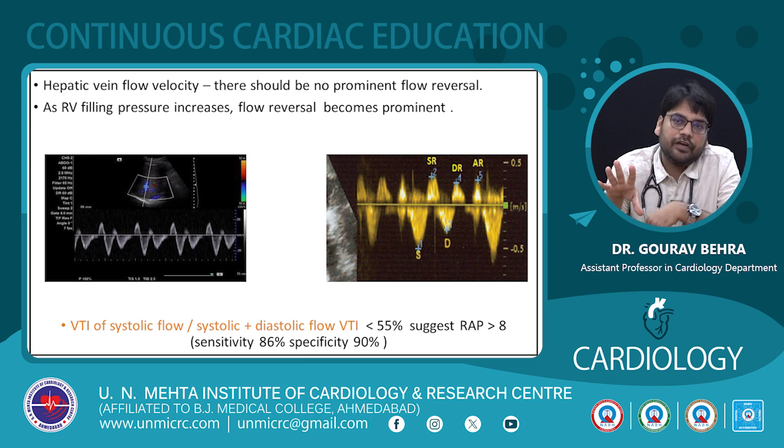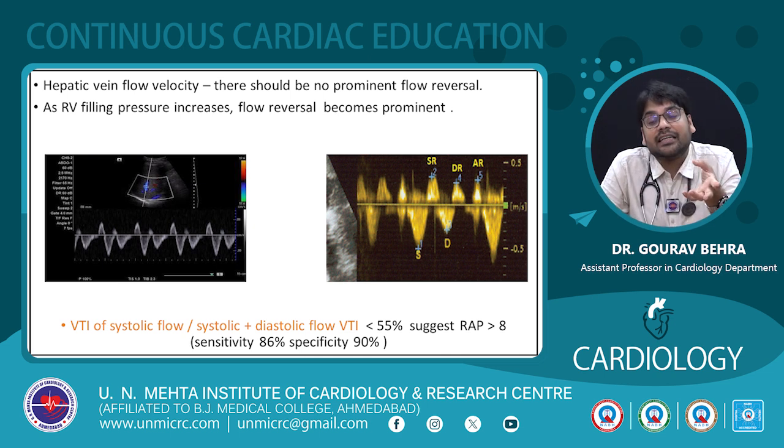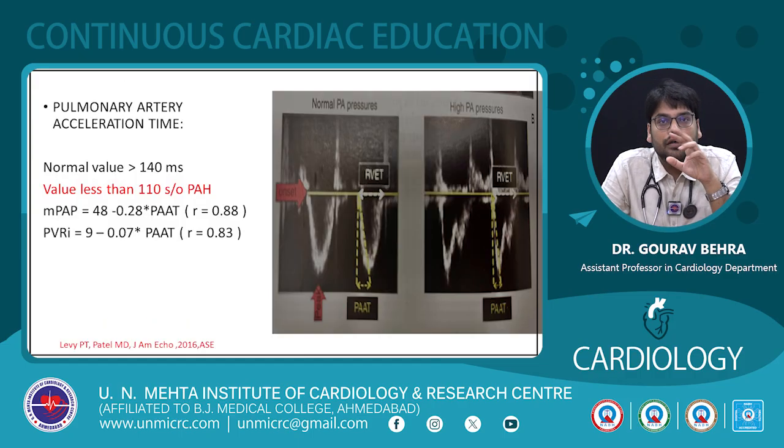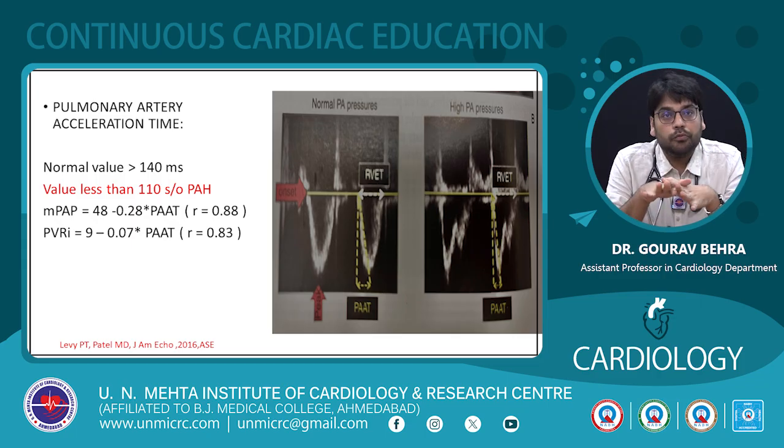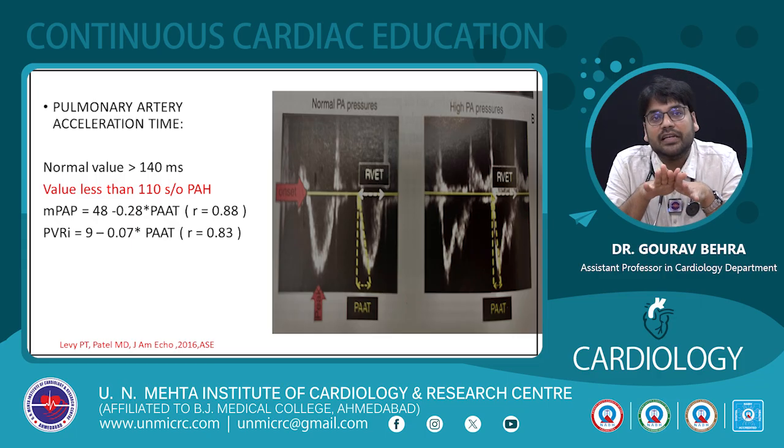If it's less than 55%, it signifies that the patient is having RAP more than 8, and it has a good sensitivity of 86% and specificity of around 90%. So this is another parameter, PA acceleration time. The normal value is more than 140 milliseconds. It is the time to reach the peak, PAAT, pulmonary artery acceleration time.